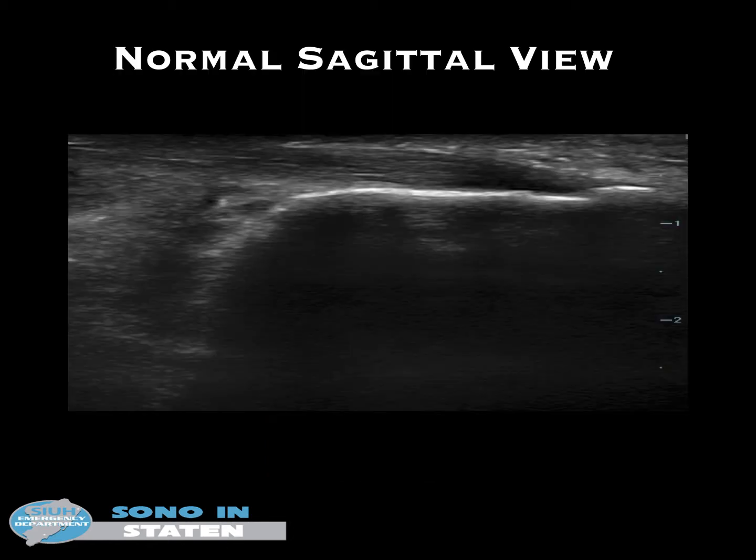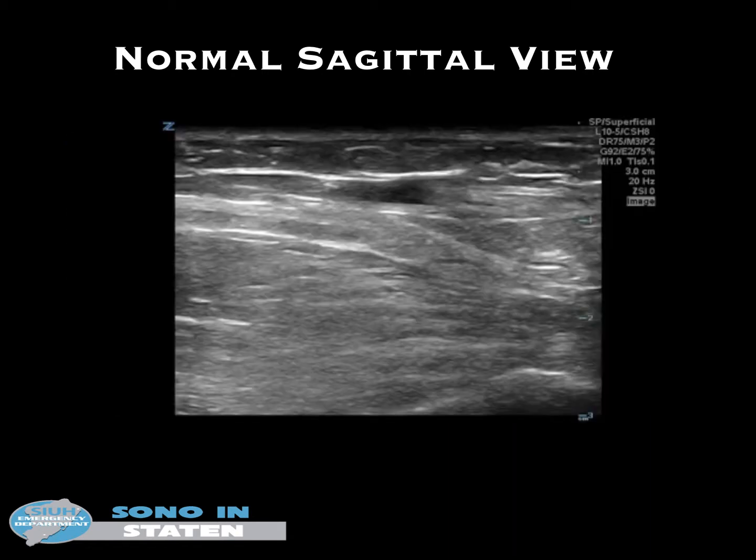Here's an image demonstrating the Achilles tendon in sagittal view inserting onto the calcaneus. This hyperechoic structure is your calcaneus, and this fibrillar-like structure is your Achilles tendon. The Achilles tendon in sagittal view should have uniform thickness and echogenicity.